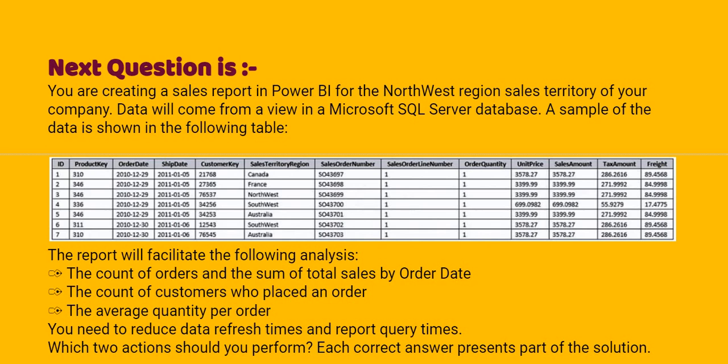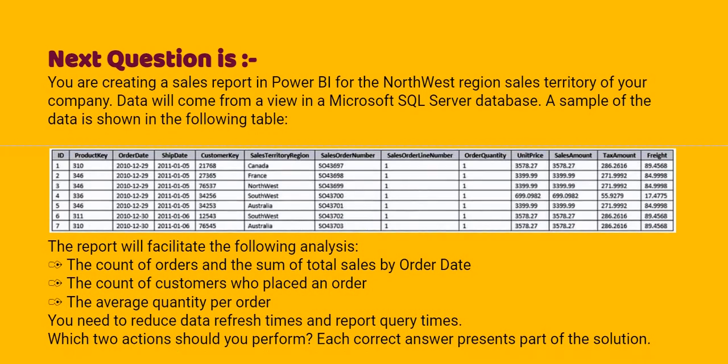The report will facilitate the following analysis: the count of orders and the sum of total sales by the order date, the count of customers who placed an order, the average quantity per order. You need to reduce data refresh times and report query times. Which two actions should you perform? Each correct answer presents part of a solution.